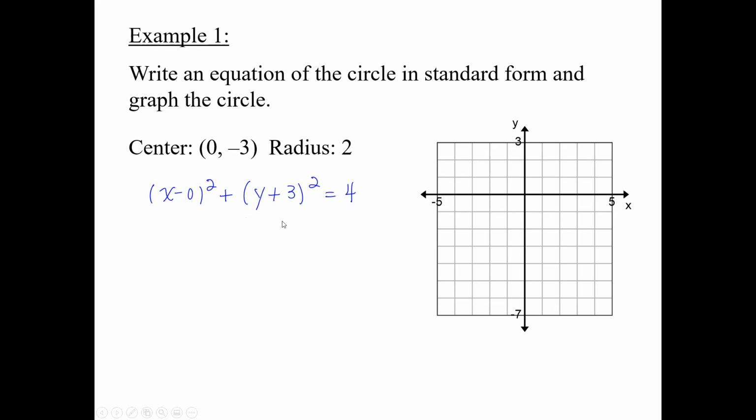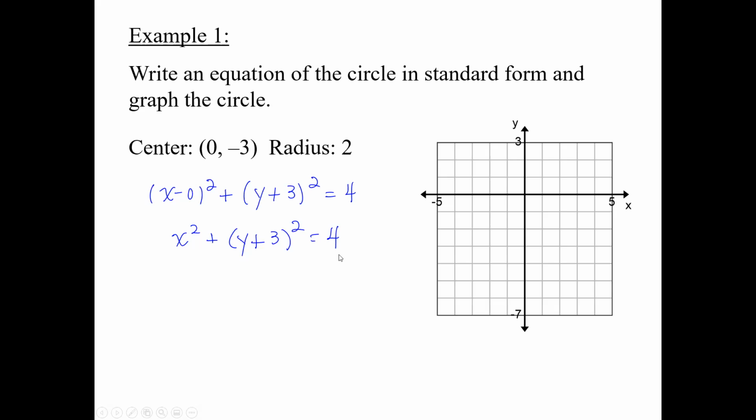Now this can be simplified because x minus 0 is just x and then we square it. So if you see an equation of a circle that looks like this, or if it just had a y by itself with the square, then that tells you that the x value or the y value, depending, would be 0.